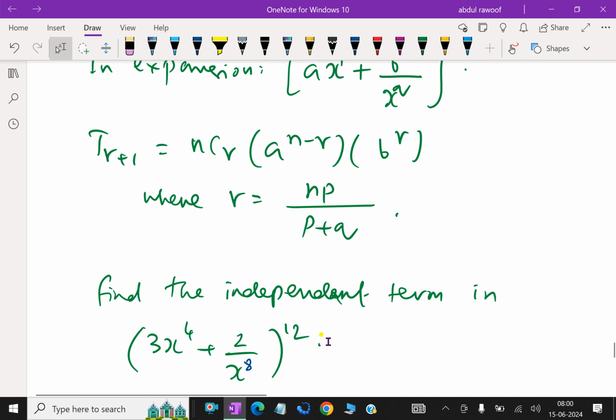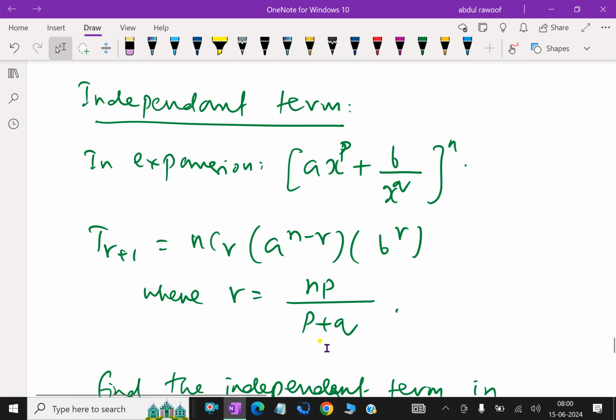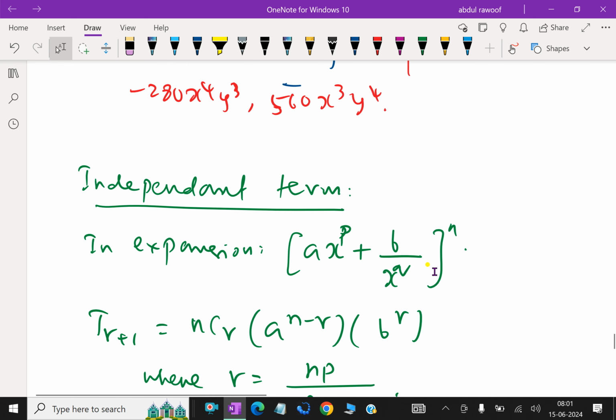So far we discussed the binomial formula and its expansion, middle term, general term, and independent term. Those we found here. We have done.